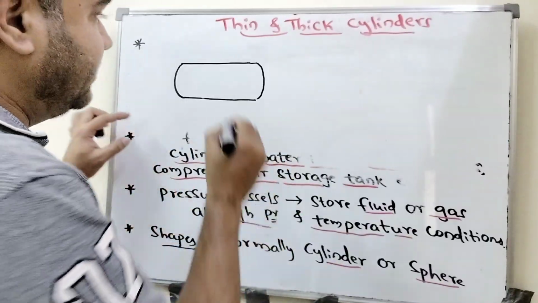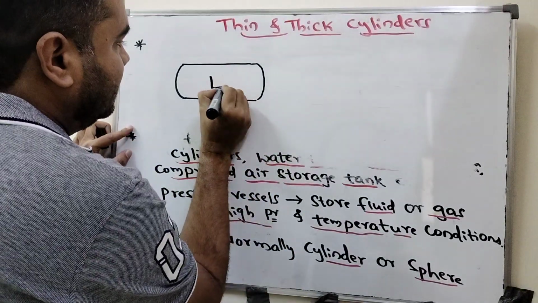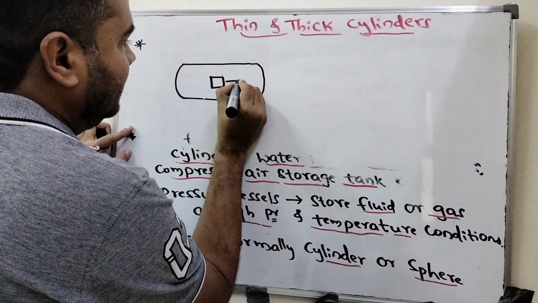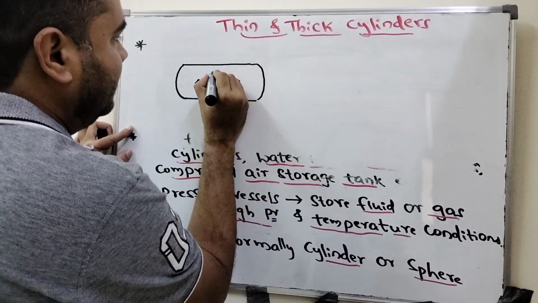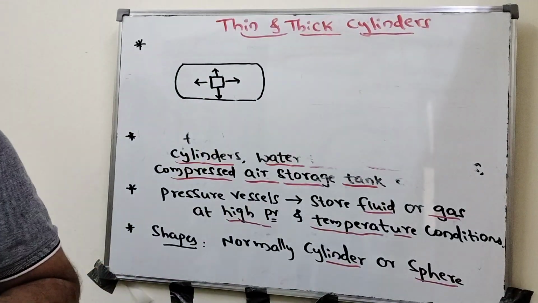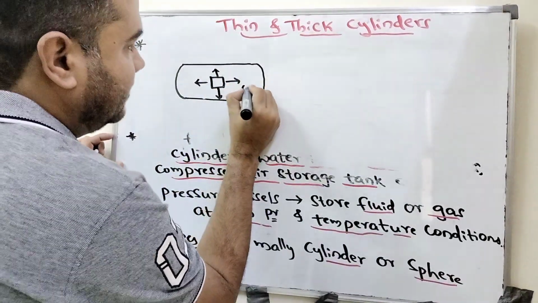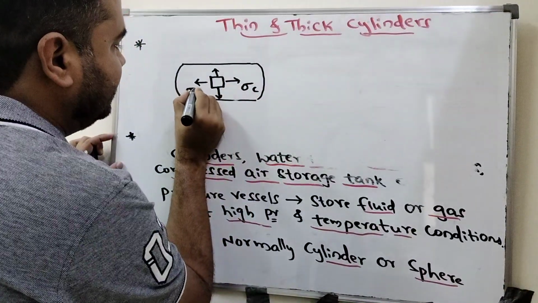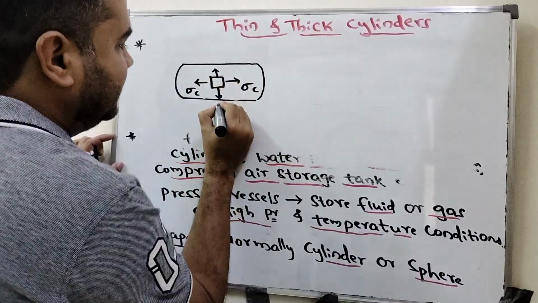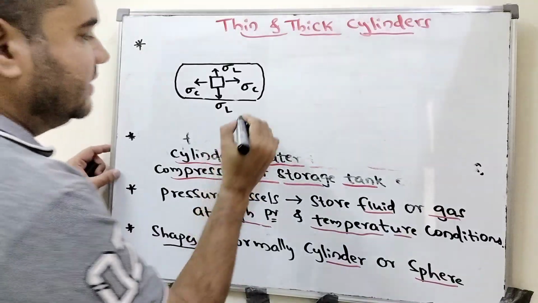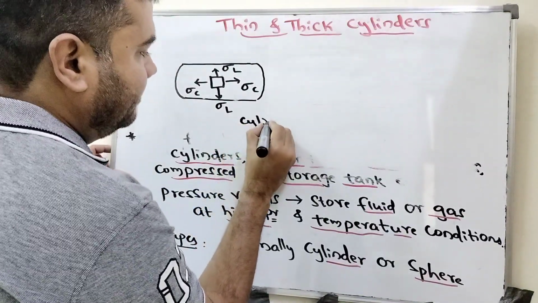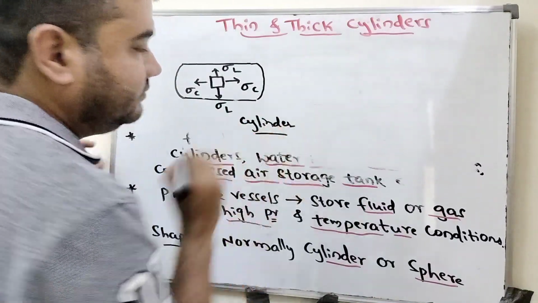The stress distribution is like this. If you consider this point here and here and here and here, this is how the stress is distributed. I'll discuss this later. Sigma C will develop along the circumference, and along the length it will be sigma L. This is the stress distribution in the cylinder.